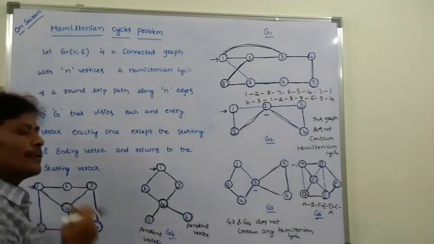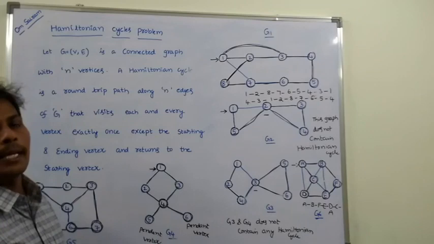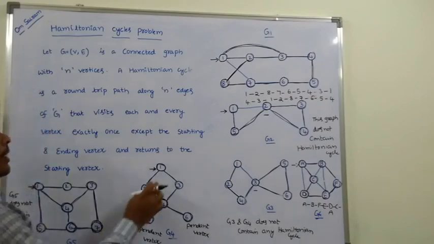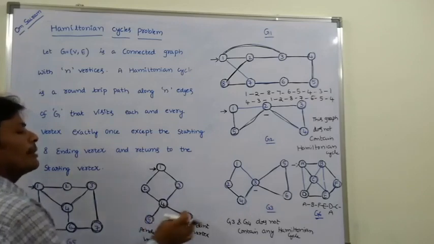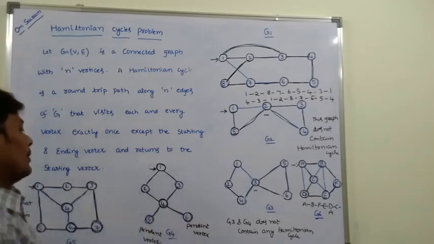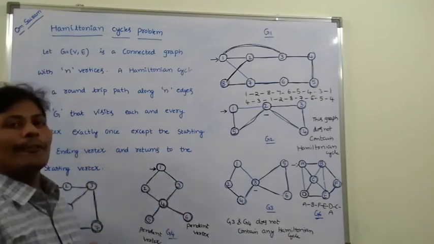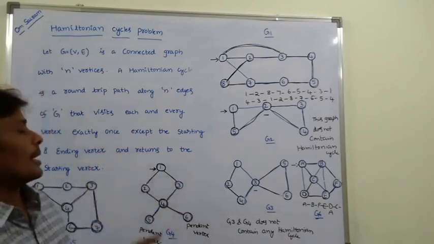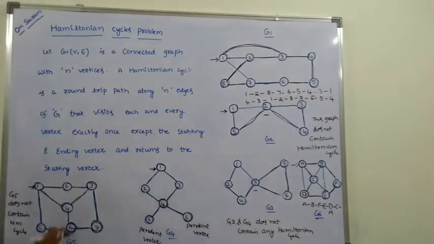Next, consider graph G4. This graph does not contain any Hamiltonian cycle because it contains two pendant vertices, vertex 5 and vertex 6. So if any graph contains a pendant vertex, the graph does not contain any Hamiltonian cycle. Next, we go to graph G5. Graph G5 does not contain any Hamiltonian cycle.